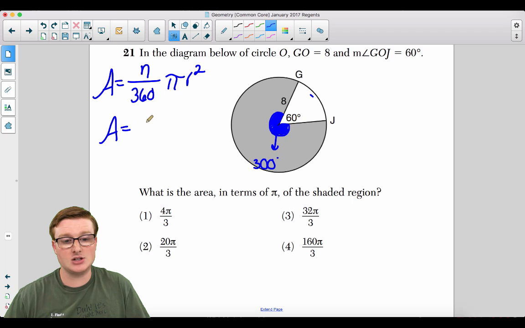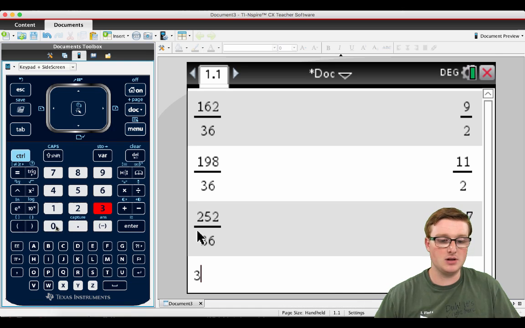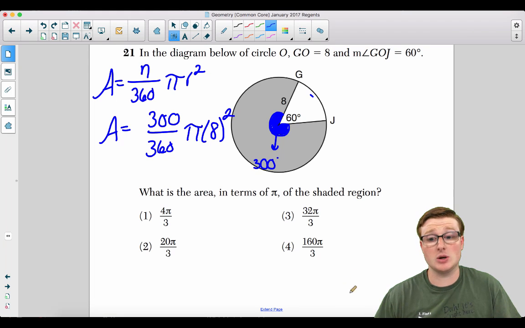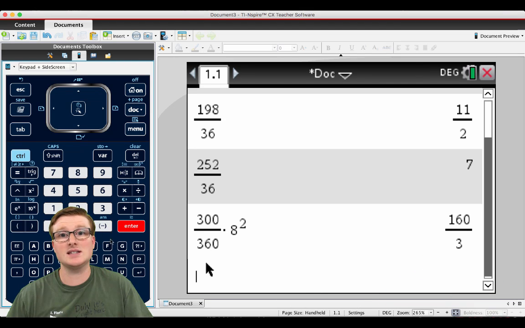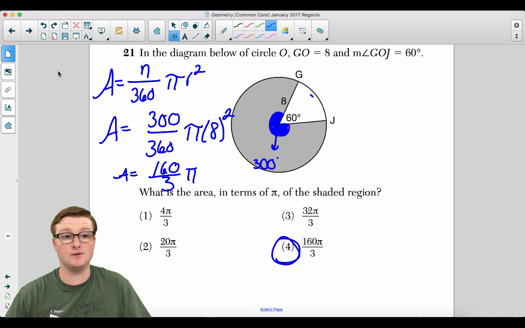So the area of the sector is 300 over 360, pi times a radius of 8, and you square it. Let's plug in 300 over 360 times 8 squared. Why am I not plugging in a pi? Well, because if you look back at your answers, everything is in terms of pi. So I'm going to go ahead and press enter, and we get 160 over 3. So your area is 160 over 3, and then just attach on the pi at the very end. So your answer is going to be choice 4.